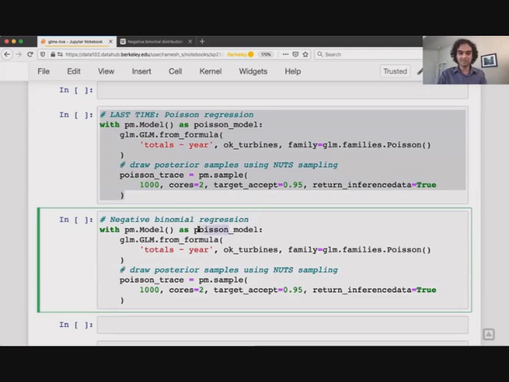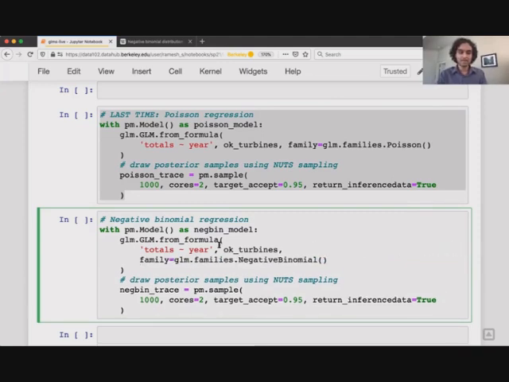And all I'm going to do is change my variable name so I can keep track of things. So this is now negative binomial trace. And all I do is I change the family from Poisson to negative binomial. Boom, done. And now I run this.